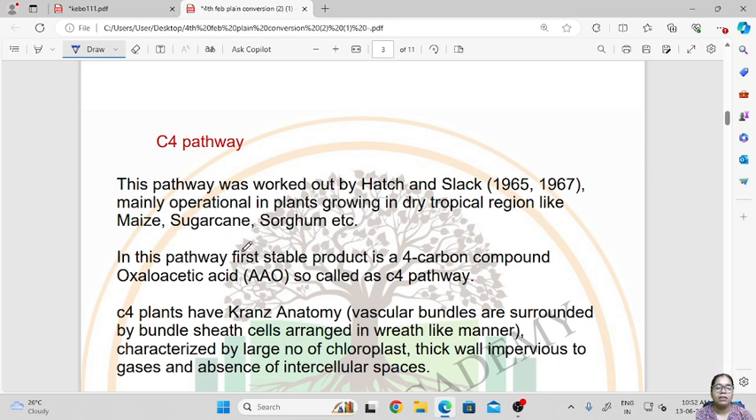So in this pathway, the first stable product is a 4 carbon compound which is called oxaloacetic acid. So the first product in this cycle is oxaloacetic acid, so it is called the C4 pathway.